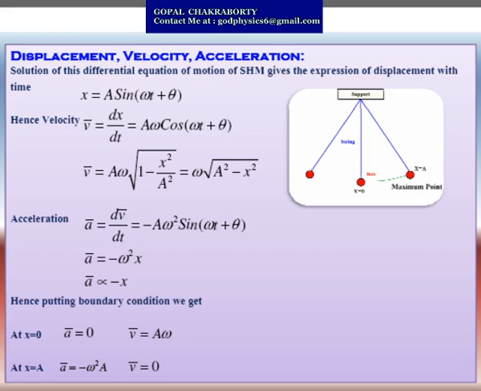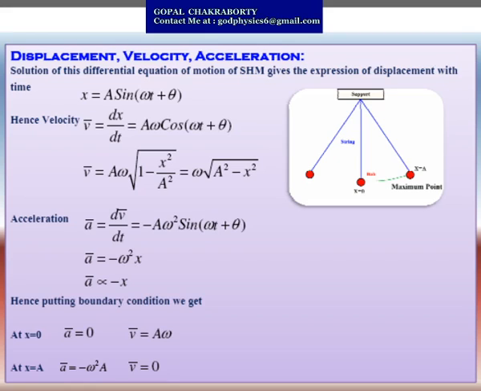As we know, sin square theta plus cos square theta equals 1. So cos theta will be under root 1 minus sin square theta. From there, you can substitute the value of cos(omega t plus theta), which will give you v equals a omega under root 1 minus x square by a square, that is equal to omega under root a square minus x square. So this is the expression of velocity.